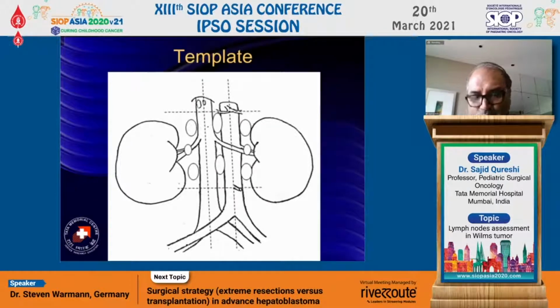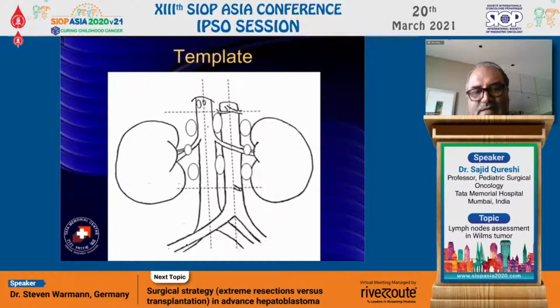They were divided into suprahilar, interaortic caval, and infrahilar interaortic caval. So these were the template, based on the anatomical knowledge and the clinical studies. Based on that, we devised that these should be the template. For the right side, we sample the right suprahilar, hilar, and infrahilar and interaortic caval both.